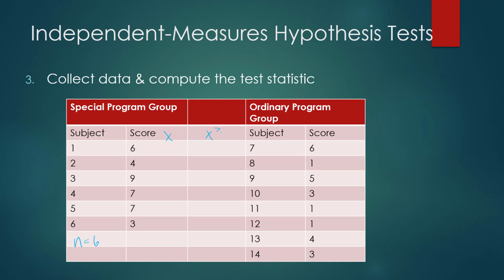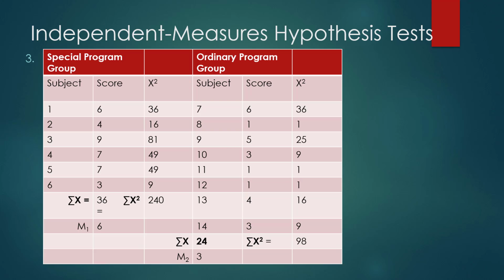Now you need to have x squared. These are your x values, and you need to get x squared. And then you need to sum them up. So we get a sum of x and a sum of x squared here, and a sum of x and a sum of x squared here. And voila. So hopefully you took some time to do that on your own. It's good practice for you.